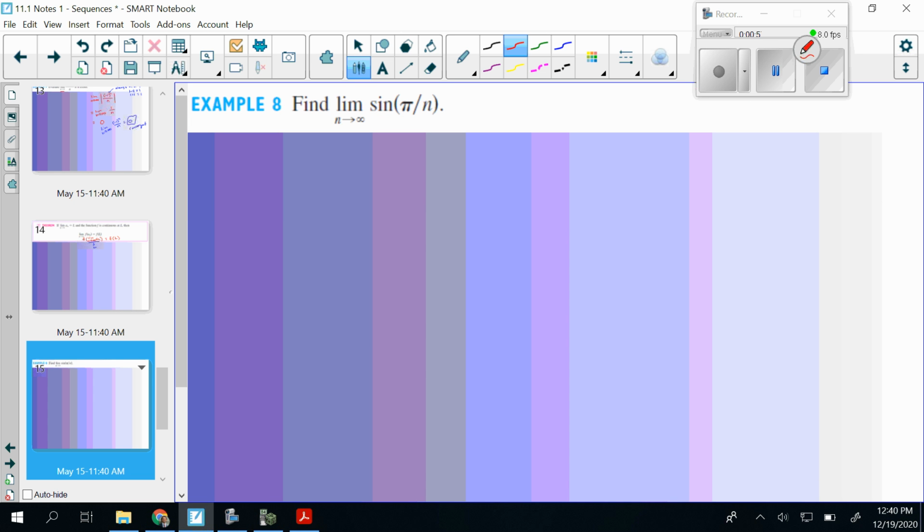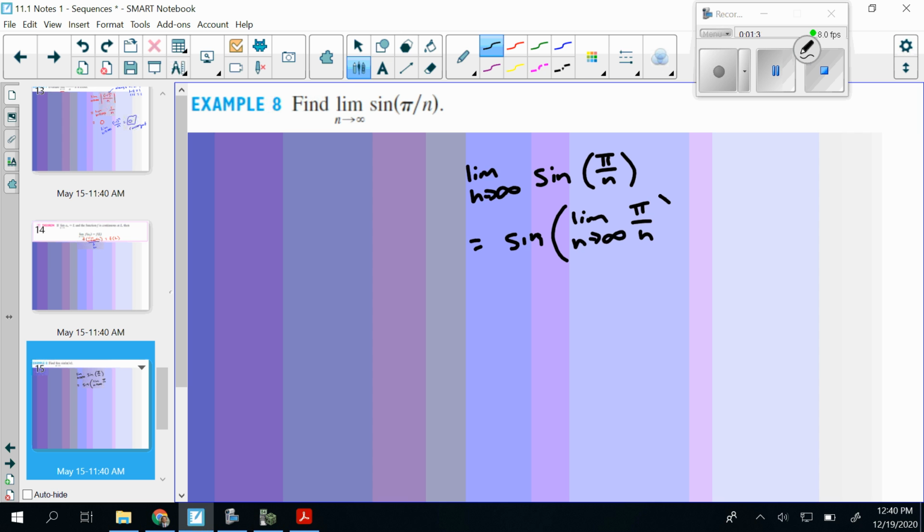So number 8 here, find this limit. Well, we don't know what the limit as n goes to infinity of sine of this is, but if we just focus on the inside part, we could certainly do that. So sine of pi over n is going to be equal to sine of the limit as n goes to infinity of pi over n, and see what that equals.